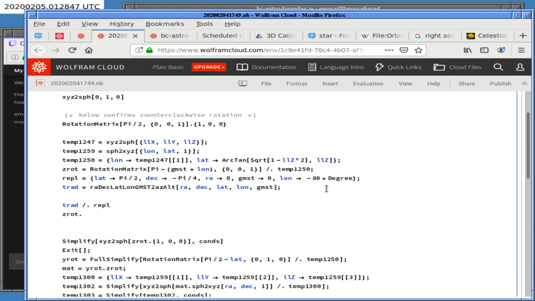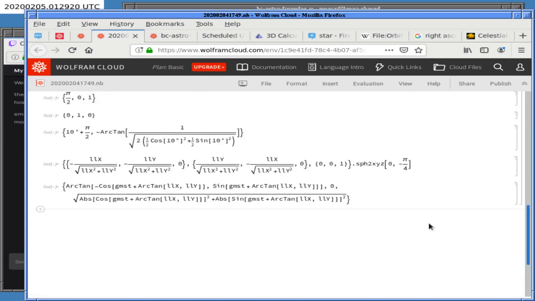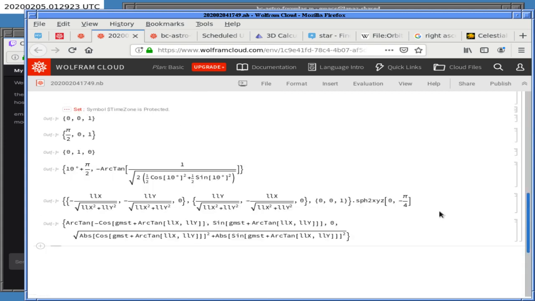We're going to do the Z rotation. To the, let's see, spherical to spherical XYZ coordinates of the right ascension and declination given REPL, and see what happens. Not a clue. Okay.